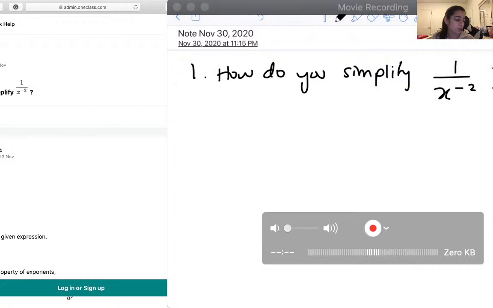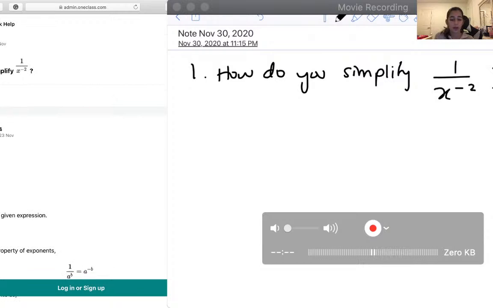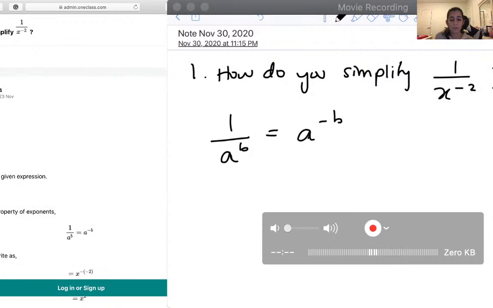And the answer to that, we're going to be using the property of exponents, especially when we have a negative exponent. So if you guys didn't know already, 1 over a base with an exponent is the same as a to the negative b. But over here we have a negative right over there. So we're going to use a similar method.